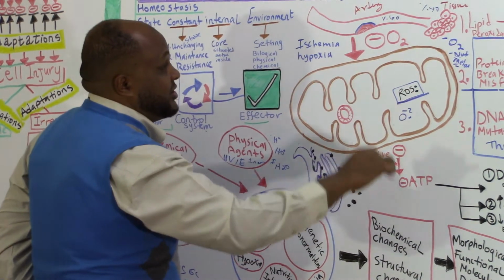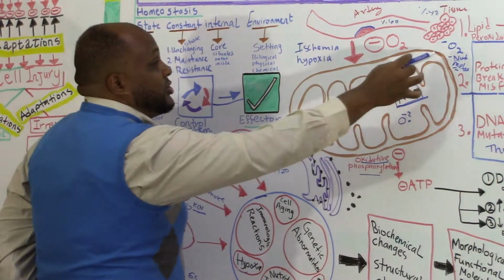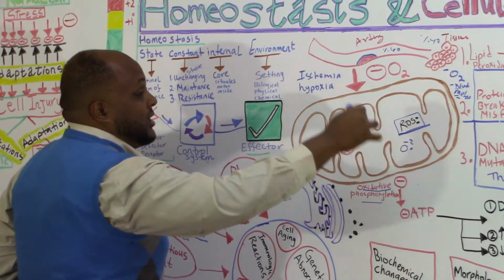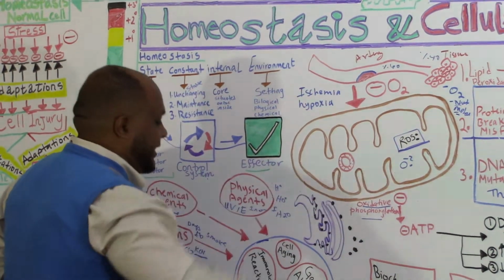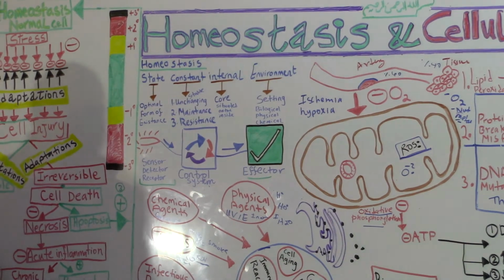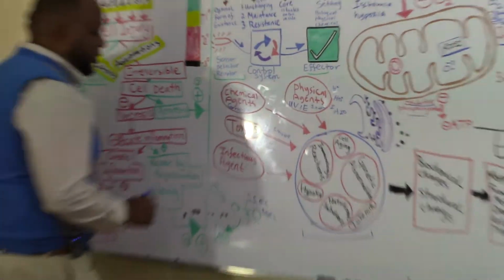Reactive oxidative species kill the cell by apoptosis, but they also cause lipid peroxidation, protein cross-linking, and DNA damage. There's also infectious agents, depending on which agent we are looking at.